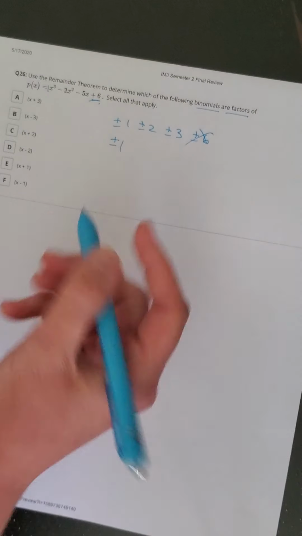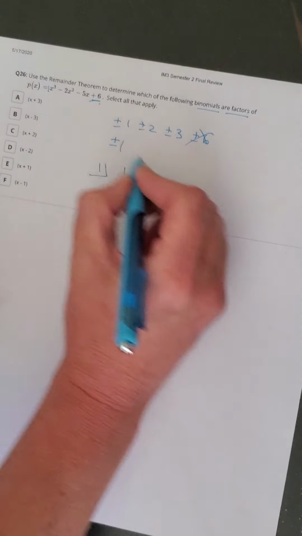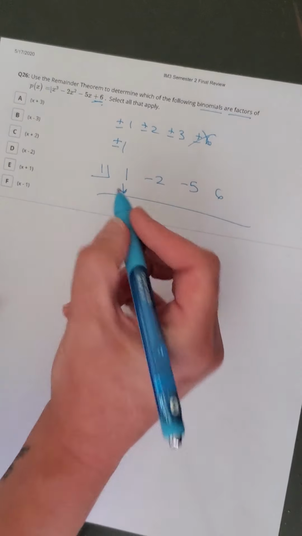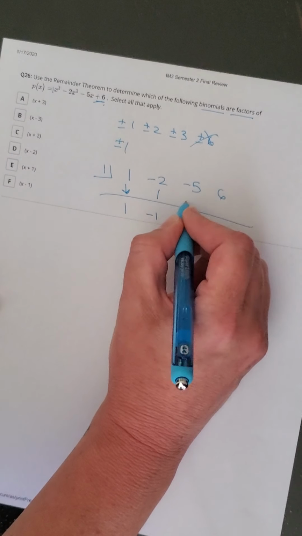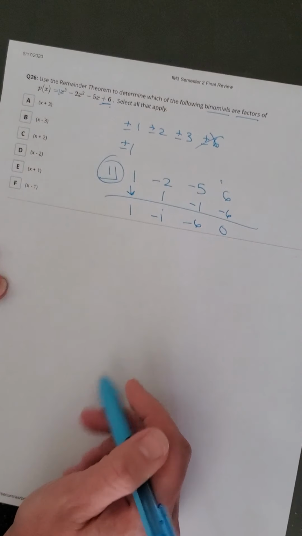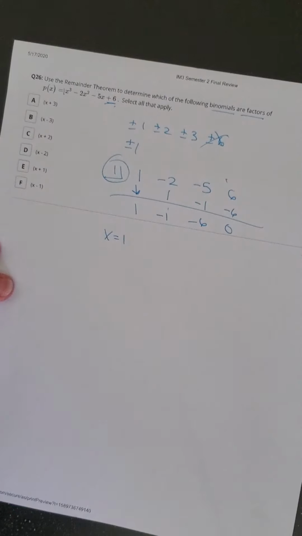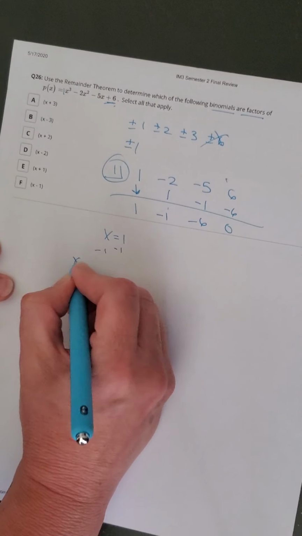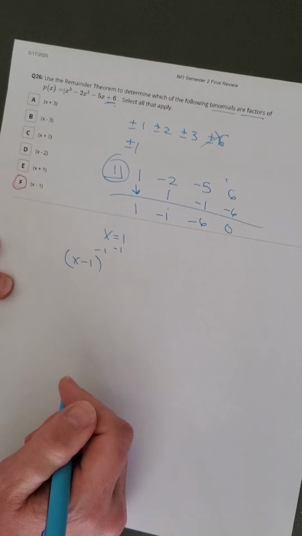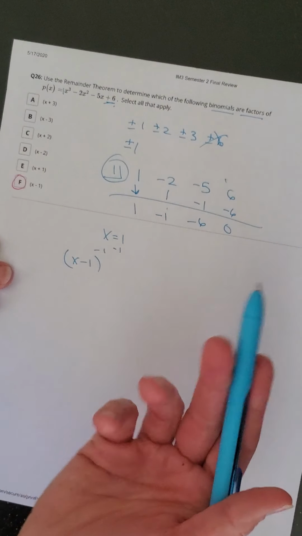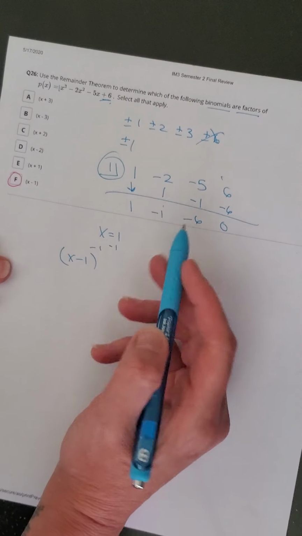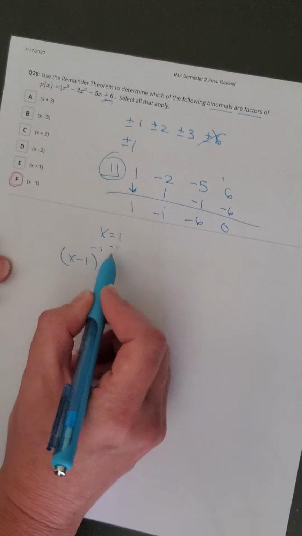I'm going to try 1. If I try 1 with synthetic division, let's see what happens. If I get a remainder of 0, then it's a factor. So it's 1, -1, multiply -1, -6, 1, -6, 0. Awesome. So 1 is a solution. X equals 1 is a solution. That tells me that x minus 1 is a factor. Now I can't just get rid of x plus 1 because -1 could be a root as well. So you see how your solution would have been 1, right?